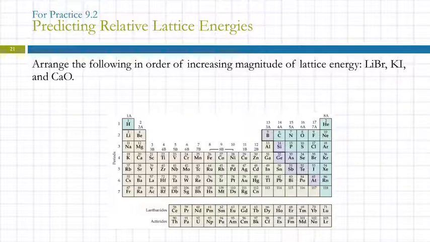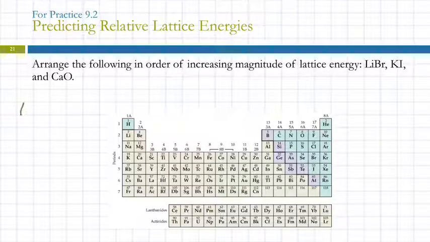These sorts of problems kind of end up being a little bit like a logic problem on the SAT. Arrange the following in order of increasing magnitude of lattice energy. Again, in order of increasing means that you start with the small and you go to the big. So we've got lithium bromide, potassium iodide, and calcium oxide. And we have to compare these 3 things. Well, you can't compare 3 things at once. You can only compare 2 at a time. So let's start with the first 2.